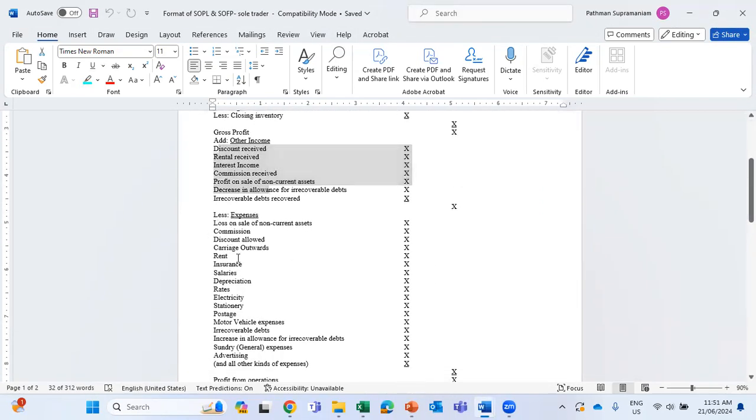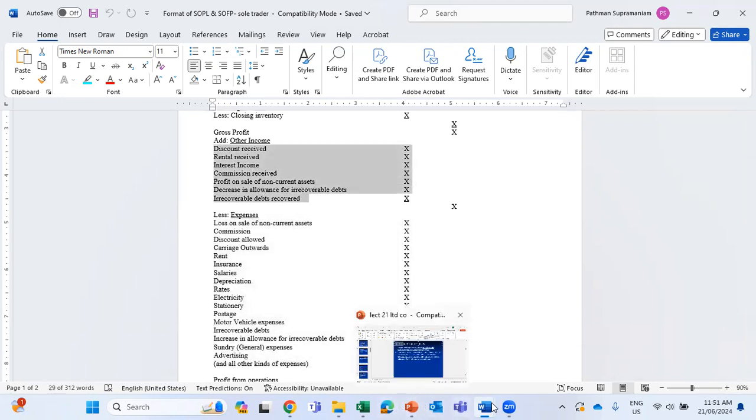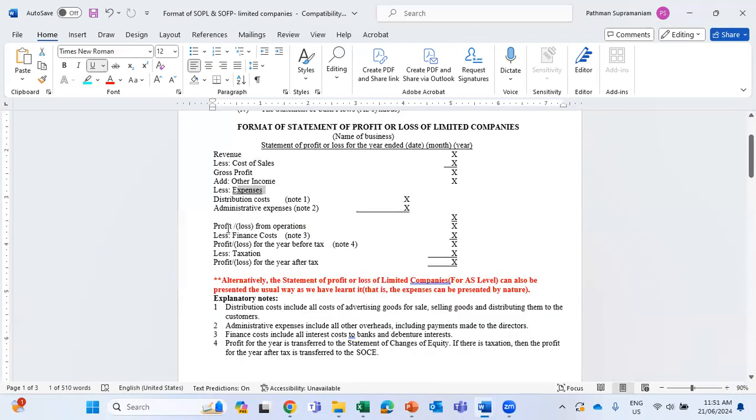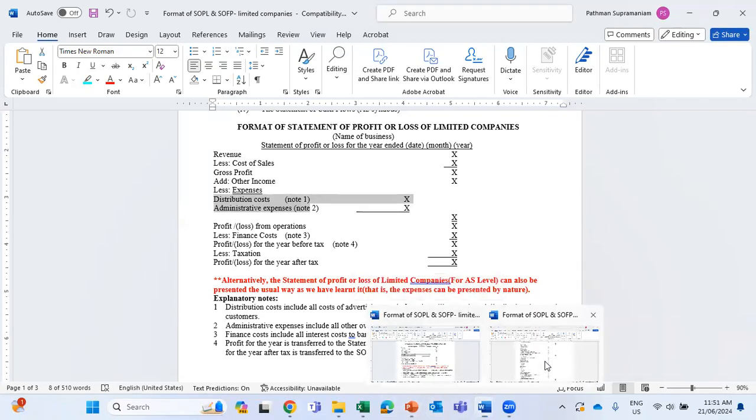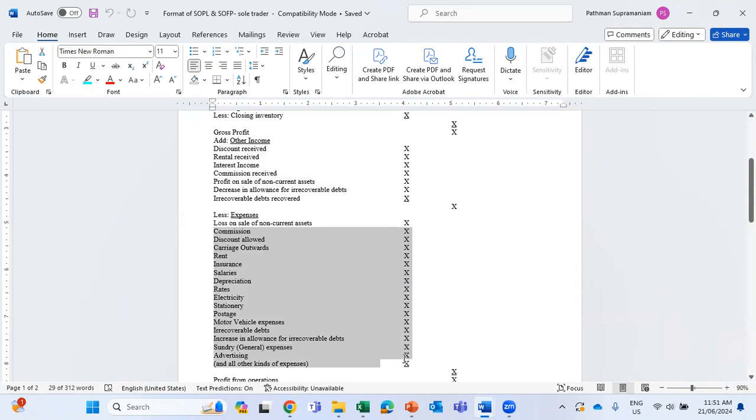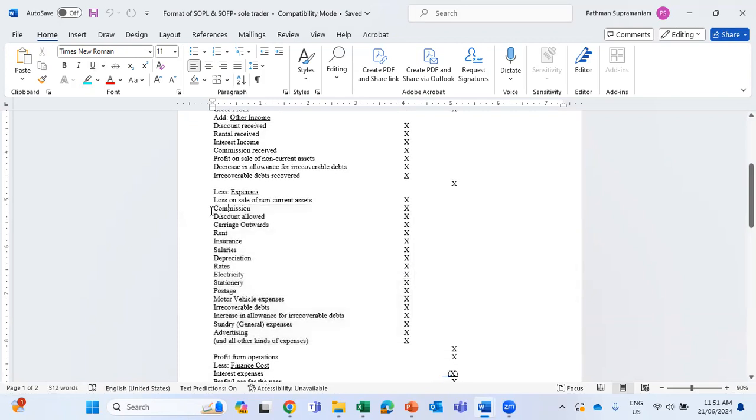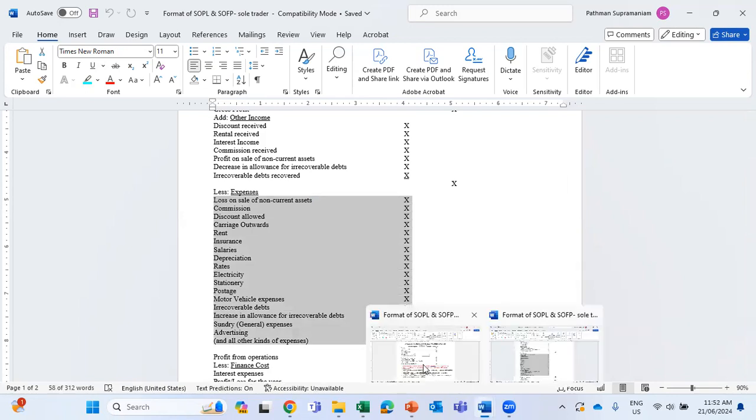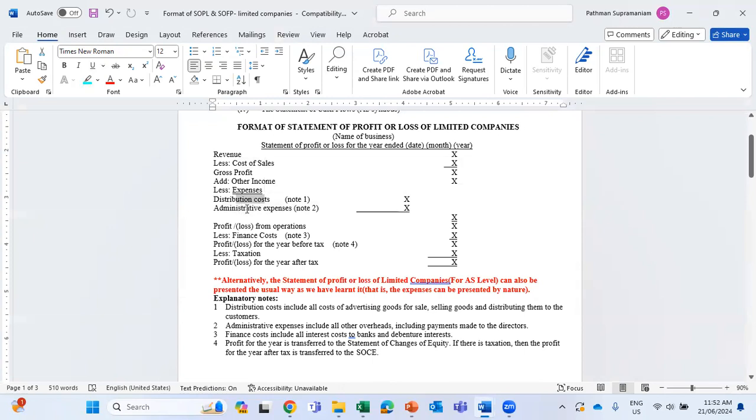Other income and expenses. You've got detail, right? You can see the name of the expense, the name of the other income. But here, all the expenses are broken down into three types: distribution costs, admin expense, finance costs. Okay, we all know about finance costs. But this too is a summary of all this. That means all that you see here is categorized into either distribution costs or admin expense.